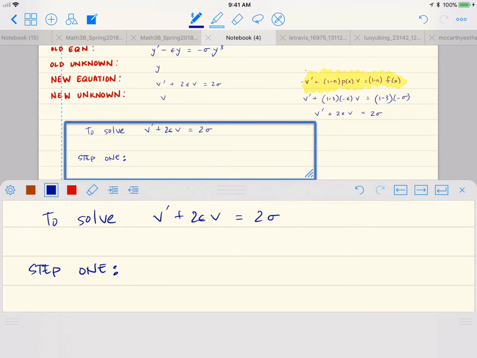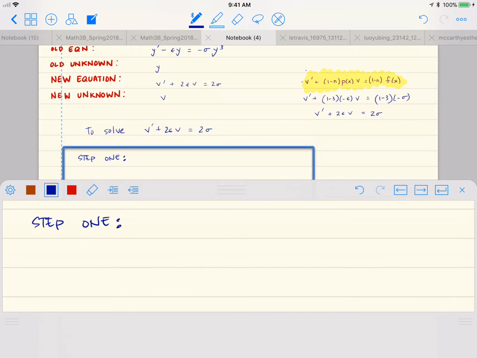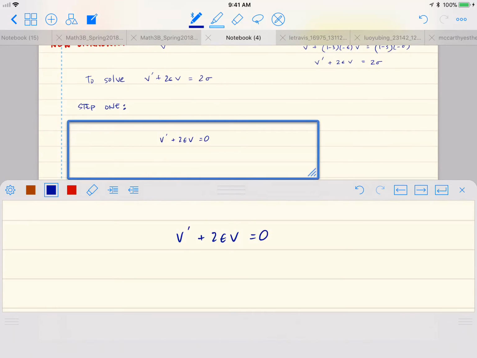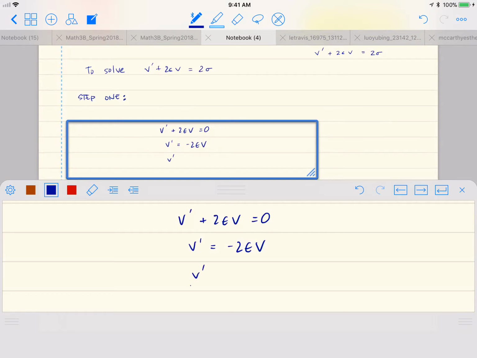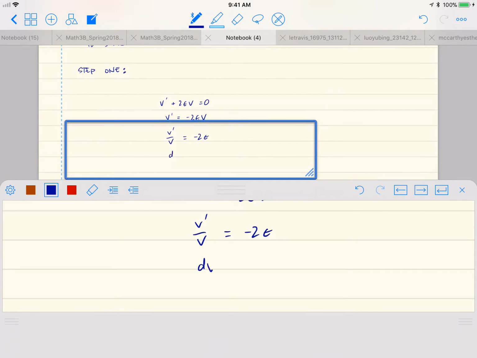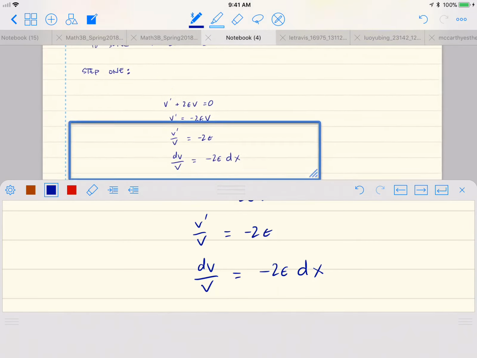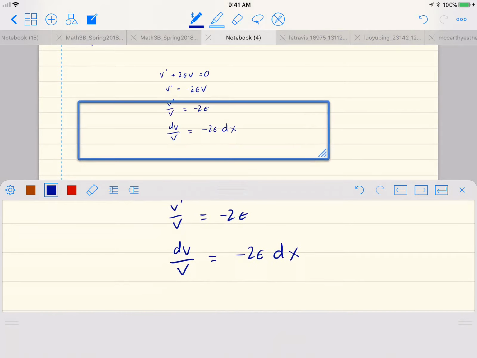What is our complementary equation? V prime plus 2 epsilon v equals 0. So then here I'll have v prime equals negative 2 epsilon v. V prime over v equals negative 2 epsilon. So dv over v equals negative 2 epsilon dx. We can use x or t because no independent variable is mentioned in the equation.